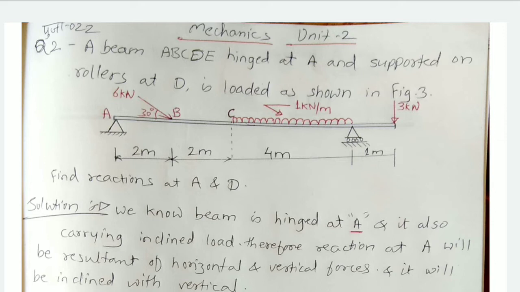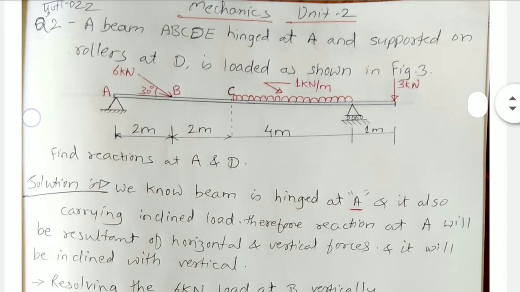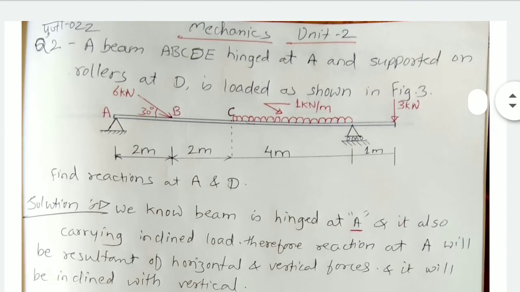shown in the figure. Means the loads are given here. One of the loads is an inclined force of 6 kilonewton. A uniformly distributed load (UDL) is given, the distributed load is 1 kilonewton per meter, and a 3 kilonewton vertical force is given here. The total span is 9 meters. So we have to find the reactions at points A and D.